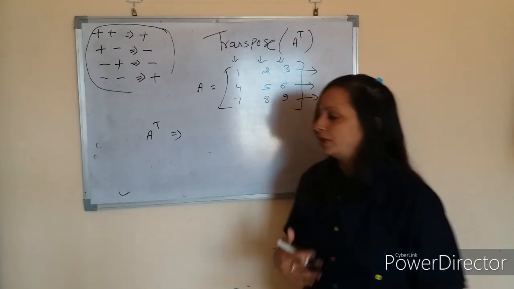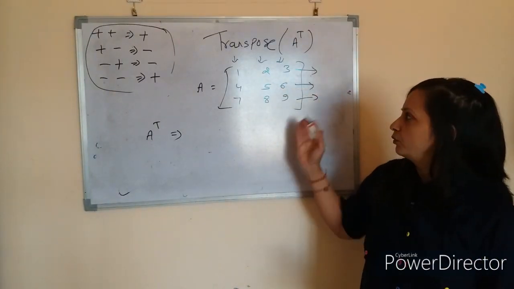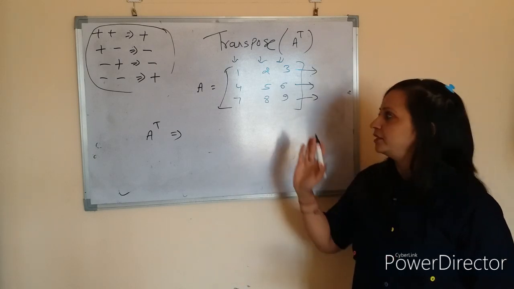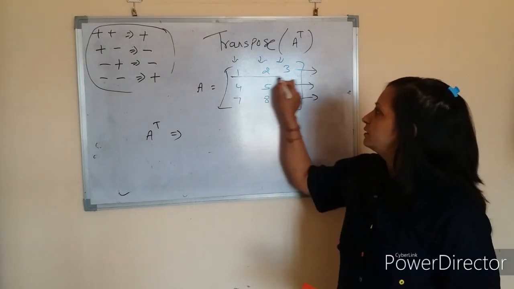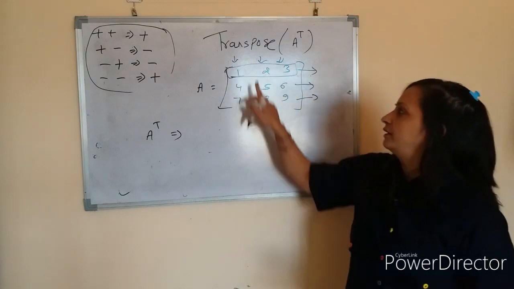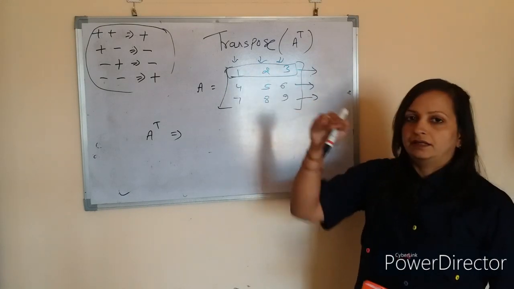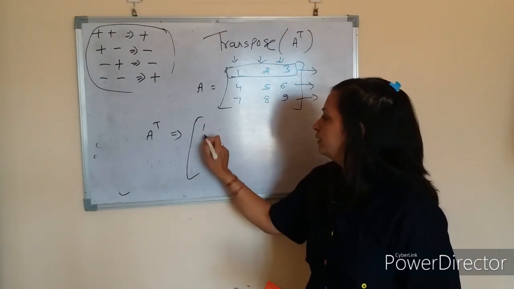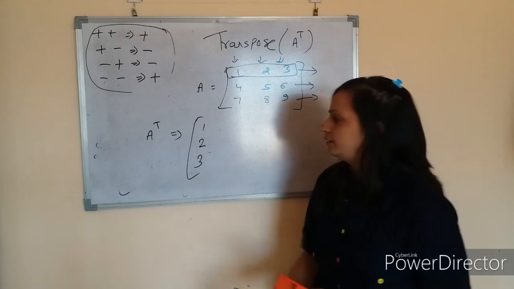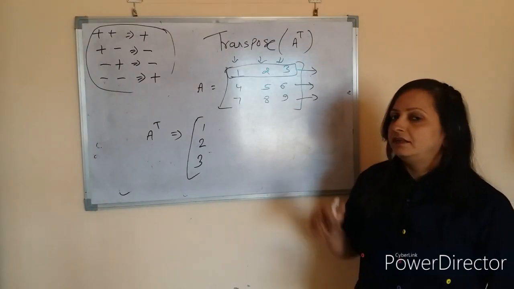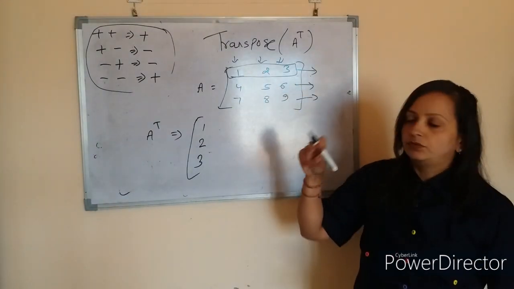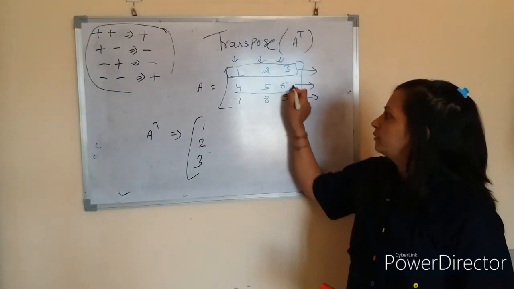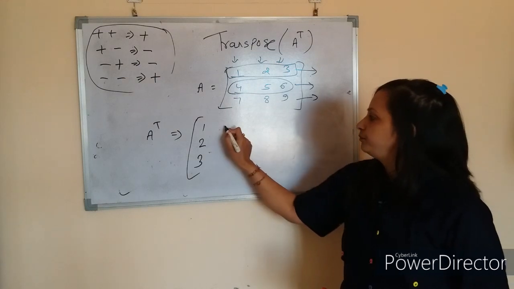Okay, so this is my matrix and I'm going to perform transpose of the matrix. What I have to do, I have to convert rows into columns and columns into rows. I'm just changing the structure. So this is my first row, that is 1, 2, 3 in the horizontal form. What I'm doing, I'm making it a column. I'm writing like this 1, 2, 3. So what I did, I just took my first row and converted it into the first column.